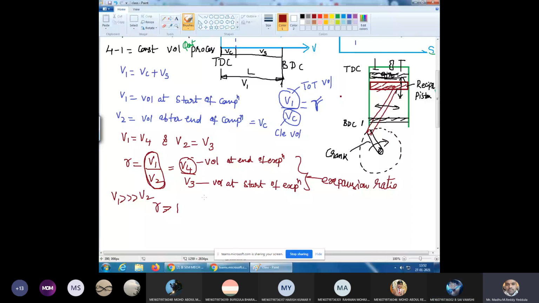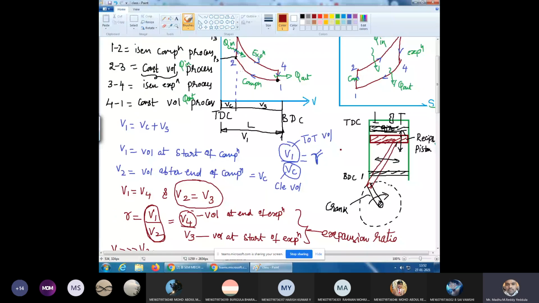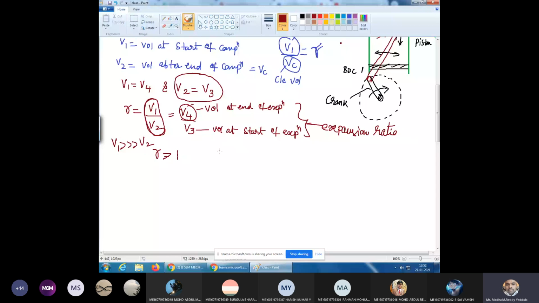Constant volume, 2 to 3. V2 is equal to V3. That is okay here. V2, V3 comparison both are the same. But I am comparing V1 with V2. Okay. Similarly, V4 is much greater than V3. Agree? V4 is much greater than V3. Therefore, the expansion ratio is also greater than 1.